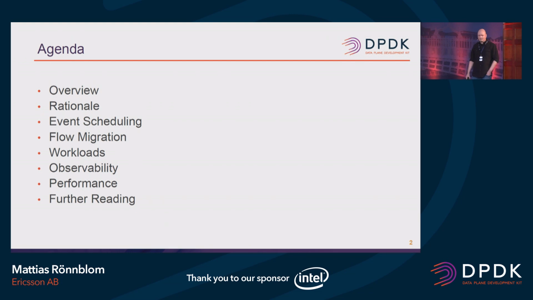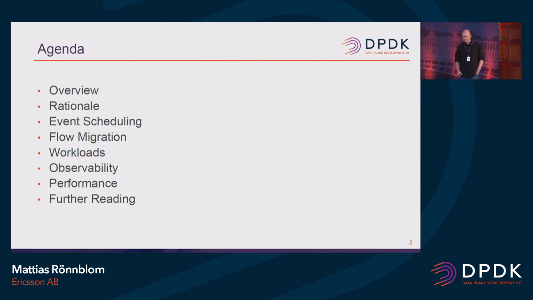Here's the agenda. I'm going to start to give you an overview: what is this distributed scheduler, and the rationale, why we need this new event device. I'm going to try to cover a bit of the implementation aspect of this new event device. I'm going to talk about scheduling and flow migration. I'm going to speculate a bit about what kind of workloads we see that this scheduler can handle. I'm going to talk about what counters we have, what observability we have in the scheduler, and give you some numbers, performance benchmarks, and some pointers for further reading.